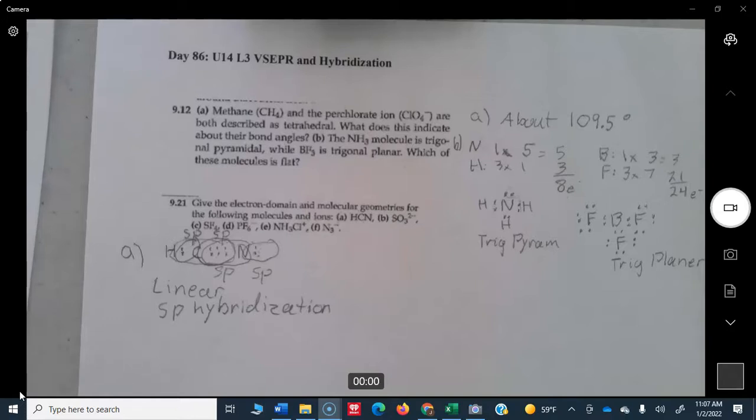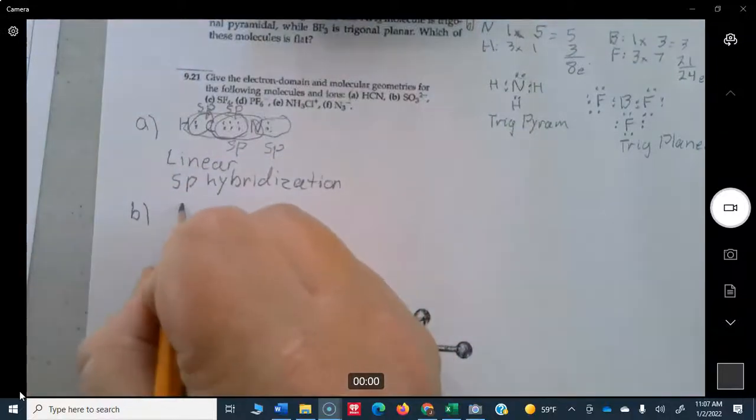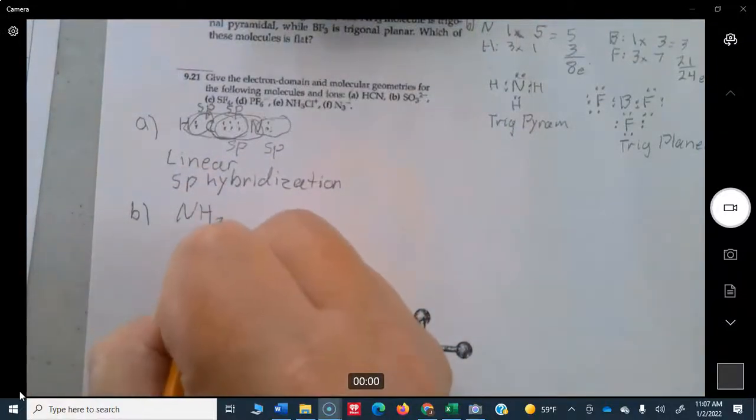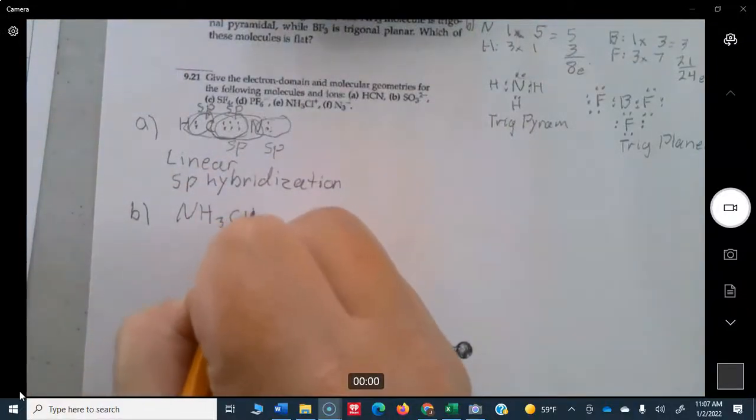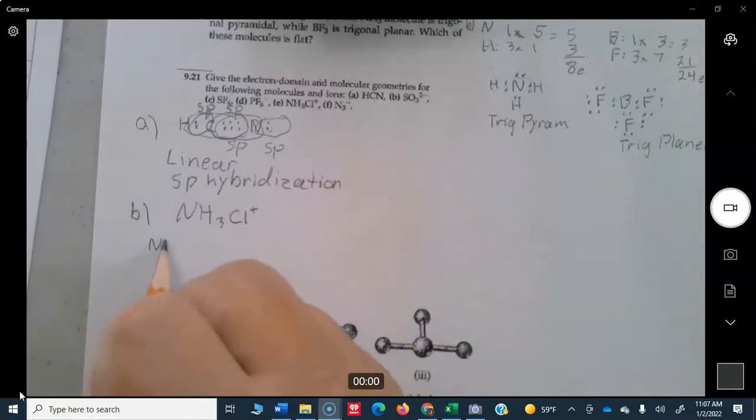You want to do one more? Let's do one more. Okay, let's do NH3Cl+, okay? All right, so how do we do that? We'll come down here. So down here, we're doing NH3Cl+. Okay, so N, I'm just going to do it real quick. It's got 5 electrons. H, there's 3 of them, each has 1, so that's 3 electrons.